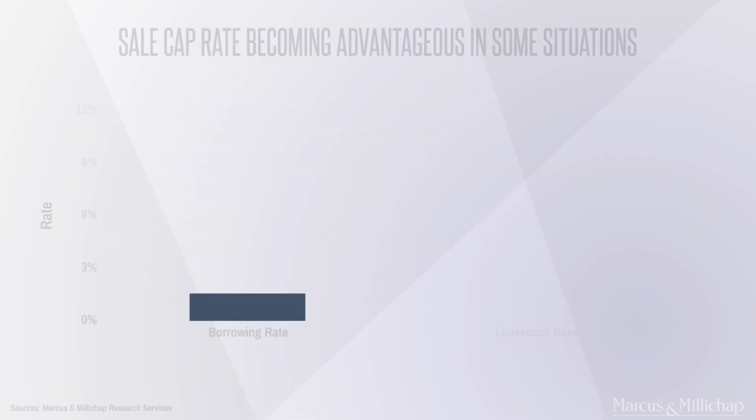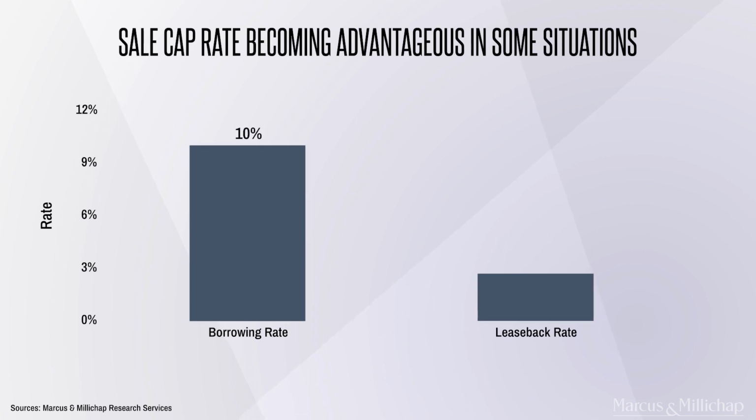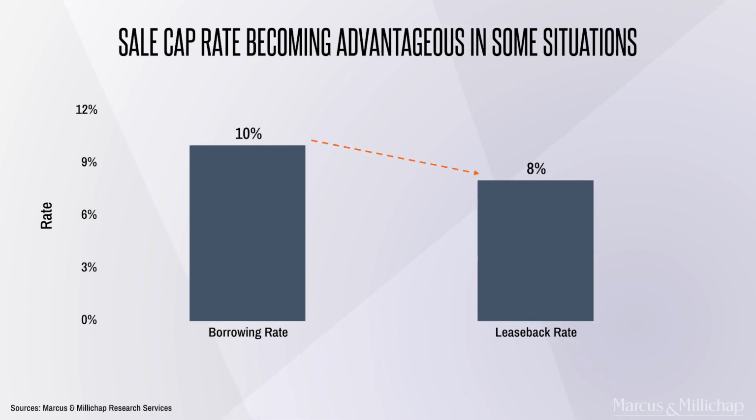So in other words, if my borrowing rate is 10%, but if I could sell the building and lease it back at 8%, that's a 200 basis point spread and obviously a much more beneficial financing mechanism for the business than borrowing against their balance sheet.